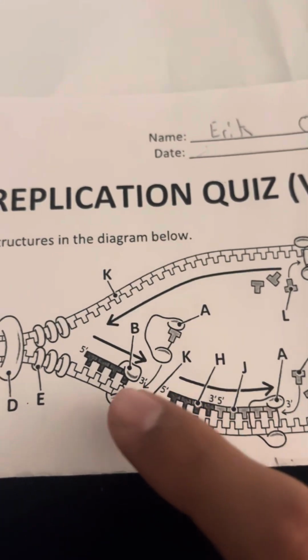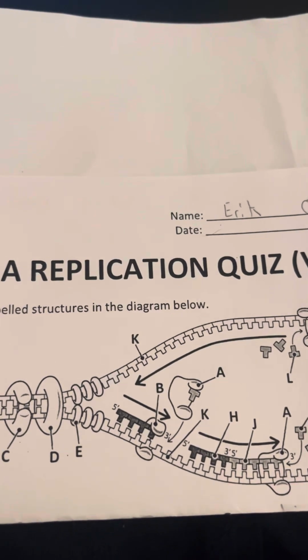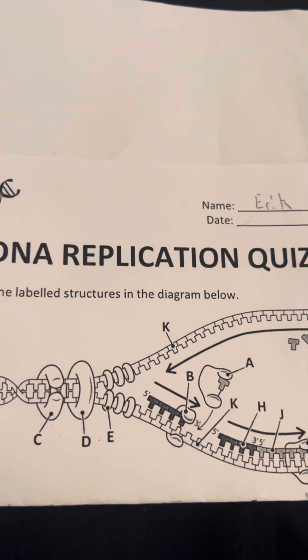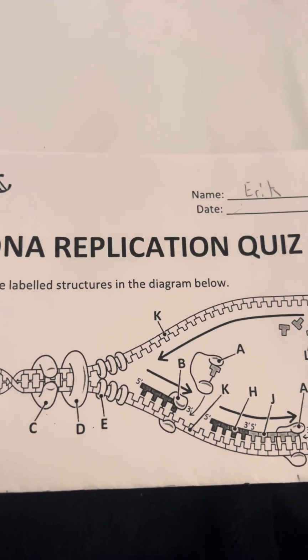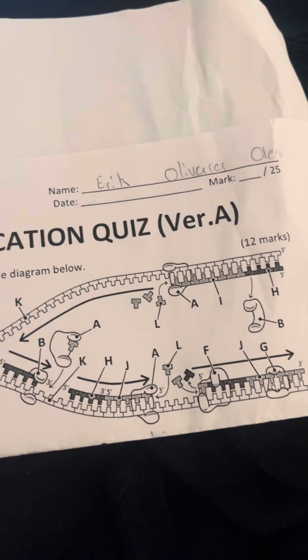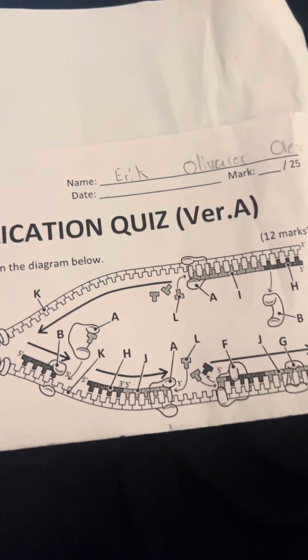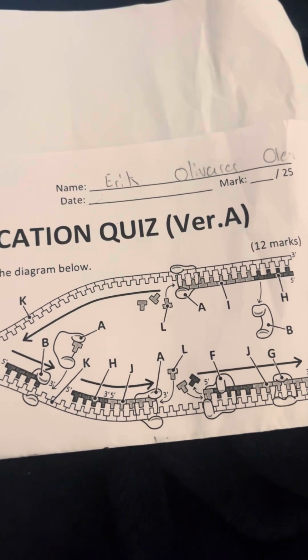Next, we have DNA polymerase 1, which is seen as B right here. And what it does is it replaces these primers with DNA nucleotides. Next, we have ligase, which is seen as, I believe, A right here. Since between every Okazaki fragment, which we will discuss in a bit, there are little gaps, what ligase does is it fills in those gaps with DNA nucleotides.